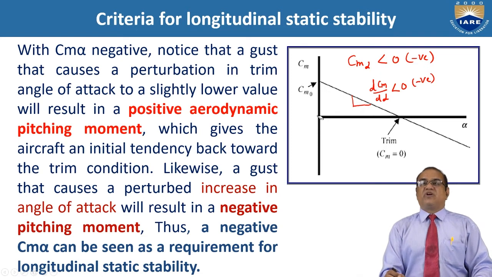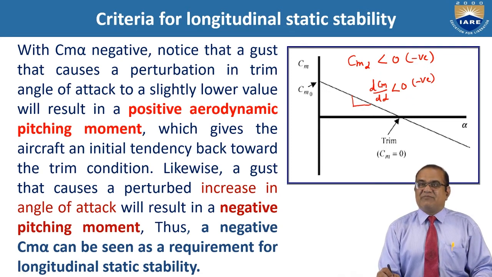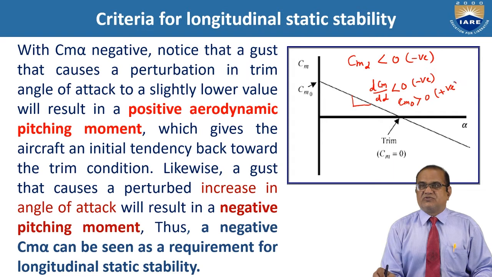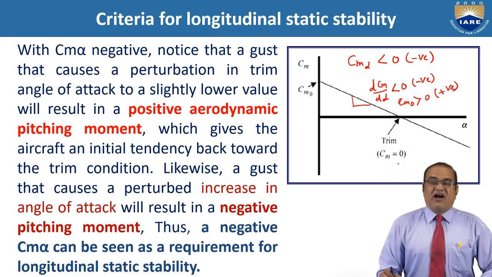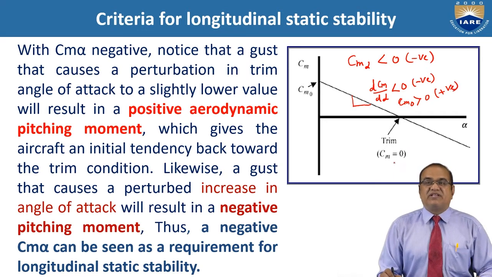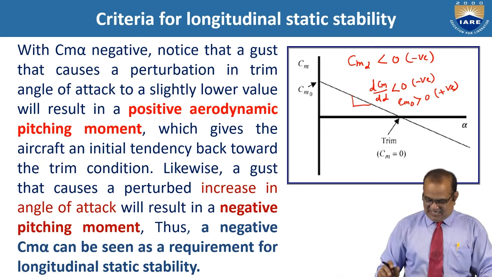So these are the two conditions. dCm by d alpha should be negative and Cm naught should be greater than 0 or positive. So to have longitudinal static stability, the two criteria have to be satisfied: dCm by d alpha should be less than 0 or negative and Cm naught should be greater than 0 or positive. If we are able to meet these two conditions, then we can say that aircraft is longitudinally statically stable.